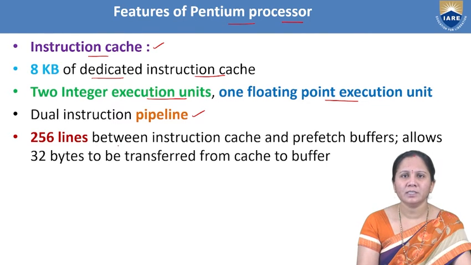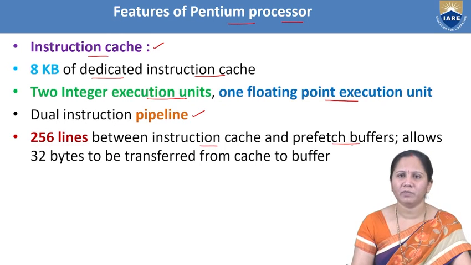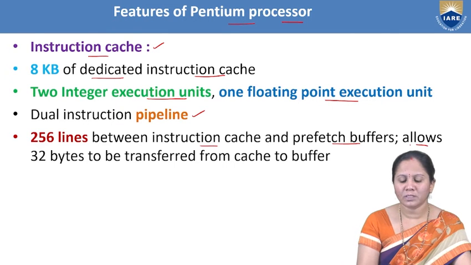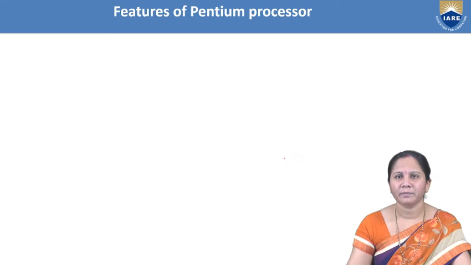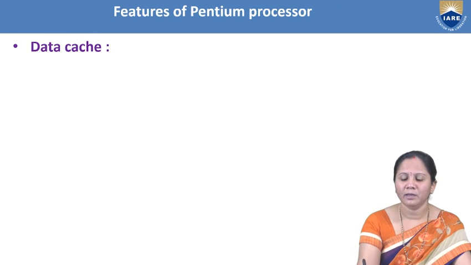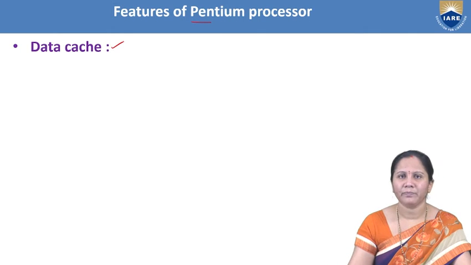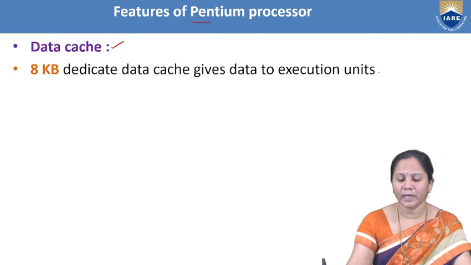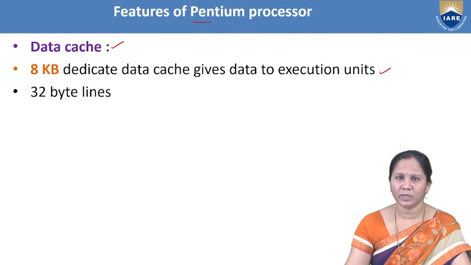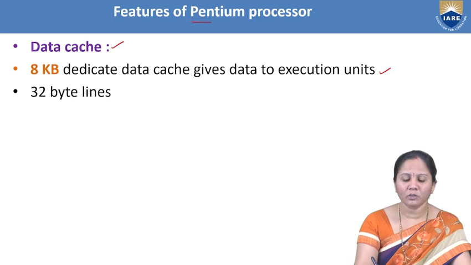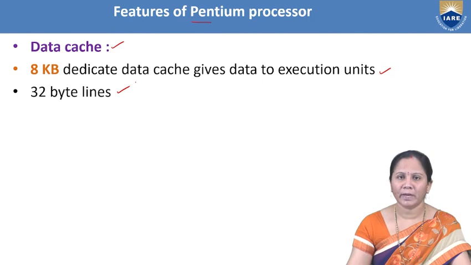The next feature is that it has 256 lines between the instruction cache and the prefetch buffers. That is why it allows 32 bytes to be transmitted from the cache to the buffer. The next feature of the Pentium processor is the data cache. Here, 8 kilobytes of dedicated data cache gives data to the execution units, and it also consists of 32-byte lines.